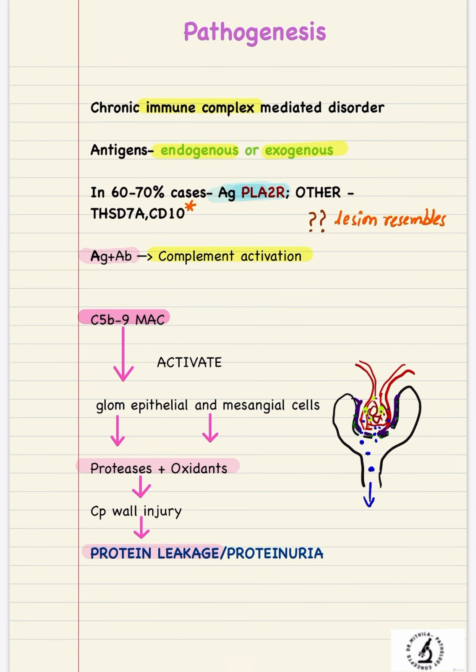When there is glomerular capillary wall damage, there will be increased leakiness of the glomerular basement membrane, and that will lead to protein leakage and proteinuria. Normally proteins are not filtered across the glomerular basement membrane, because it is negatively charged, so it repels these proteins. But here there will be capillary wall injury leading to proteinuria. So this is about the pathogenesis of membranous nephropathy.